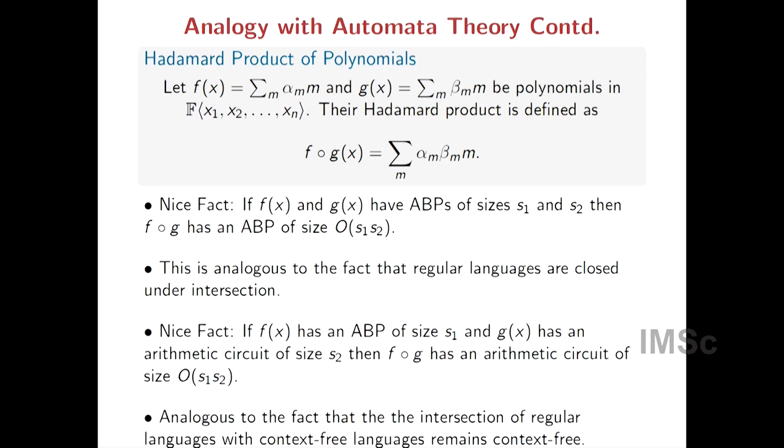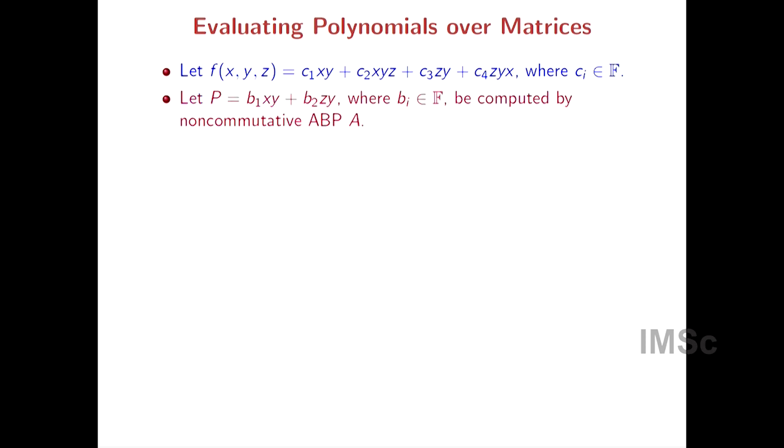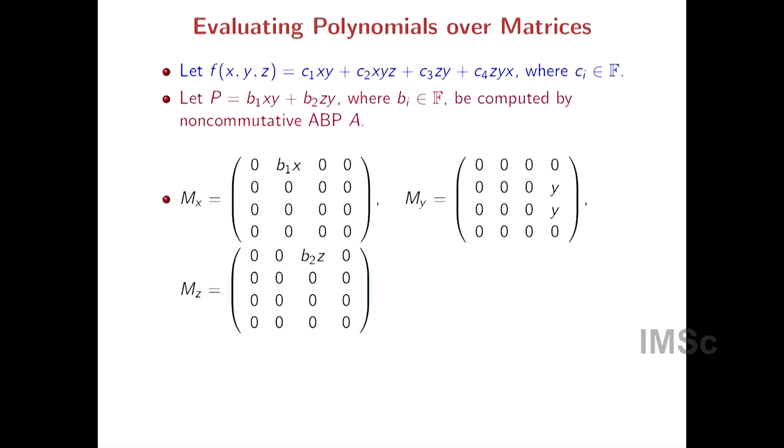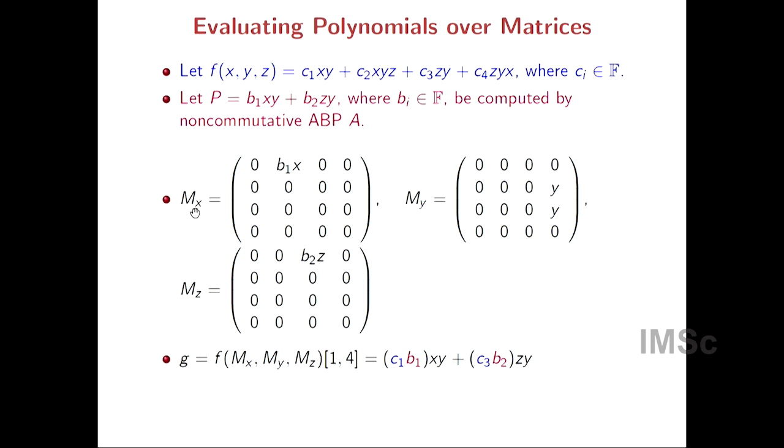So these are our tools, and there's just one more small thing I want to point out. If I want to take the Hadamard product of F with P, I can do something very nice. I think of P as given by an algebraic branching program. It has variables x, y, and z in it. I can write down the matrices corresponding to these, the ones that I told you about right at the beginning.